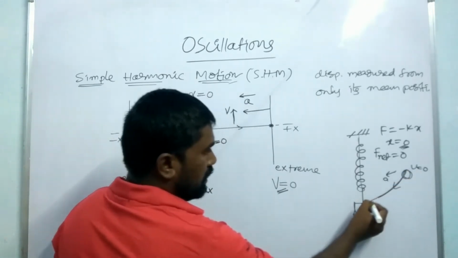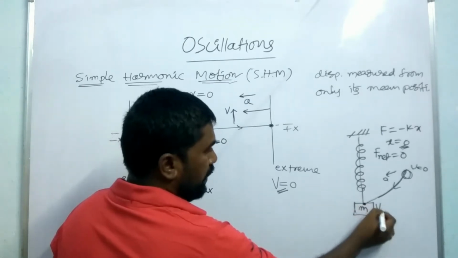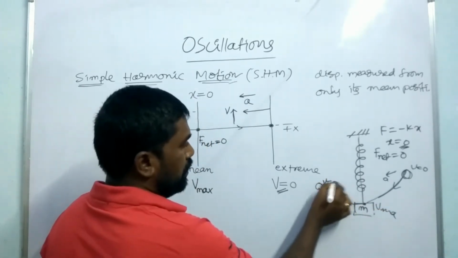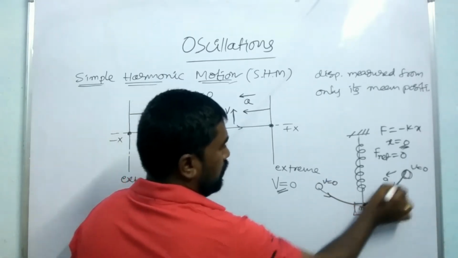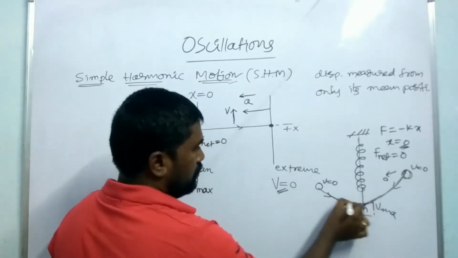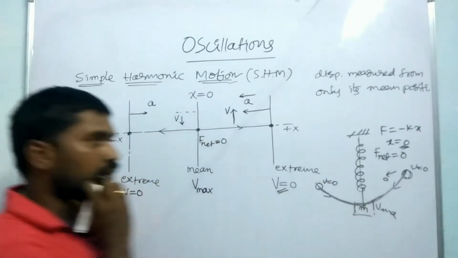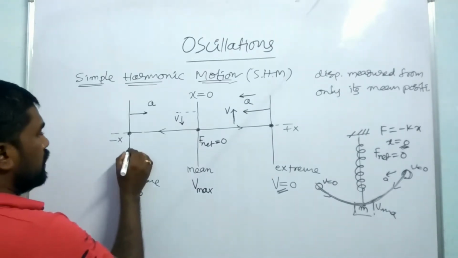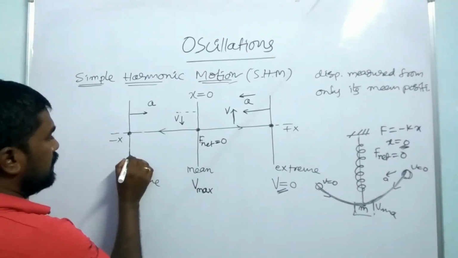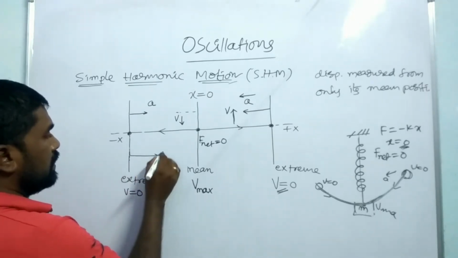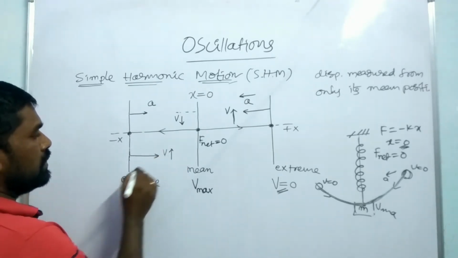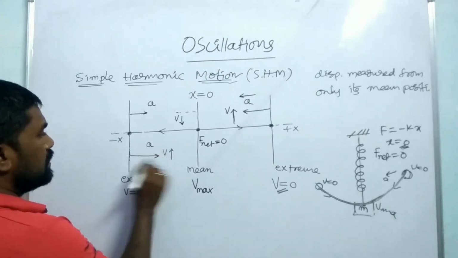And it will come back and reach the mean position, where velocity is maximum. And it goes to this side, the velocity is minimum, and comes back to maximum and reaches 0, maximum, 0. So this is the motion of the particle here. We have to learn, right? So now the particle comes back to this side. The velocity will increase. And acceleration is in this side.